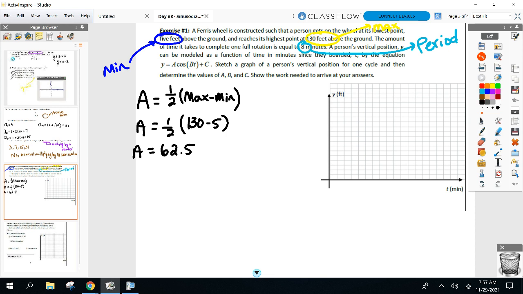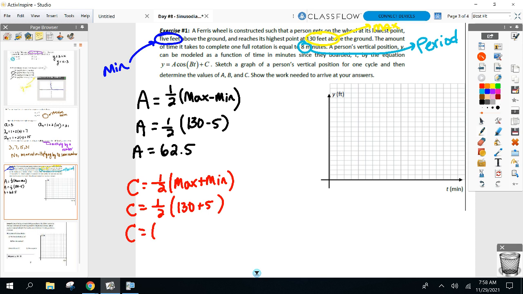I always do B for last, so I'm going to skip over. How do you find the C value again? 1/2 times max plus min. Plus now, plus. All formulas we're familiar with. 130 plus 5. 67 and a half, everybody. Okay, we're good there. Those are just two formulas, got to remember.